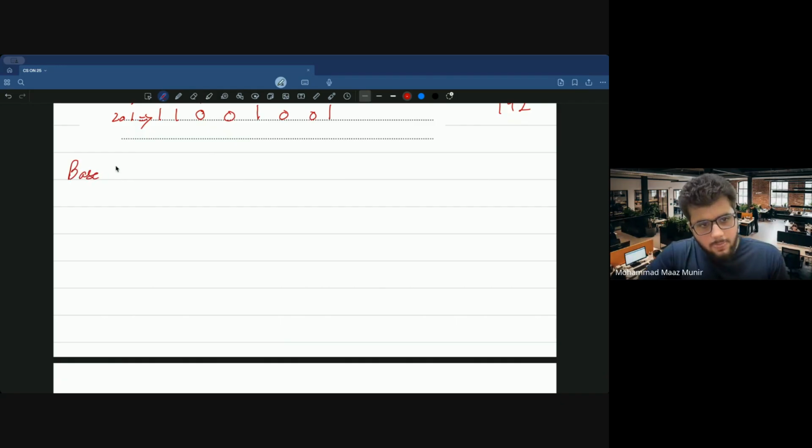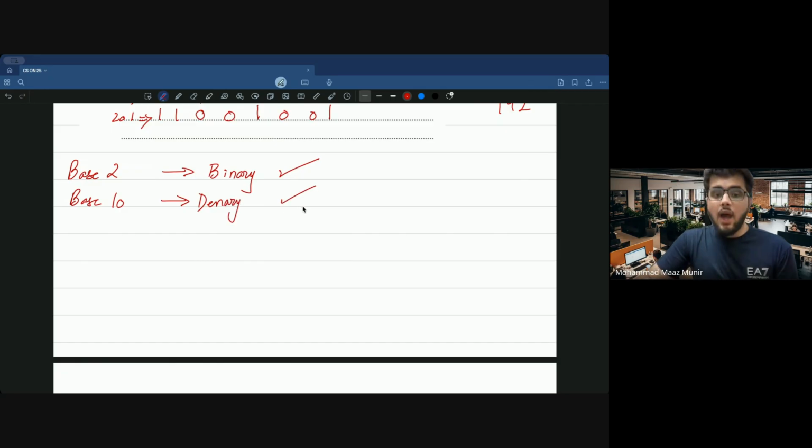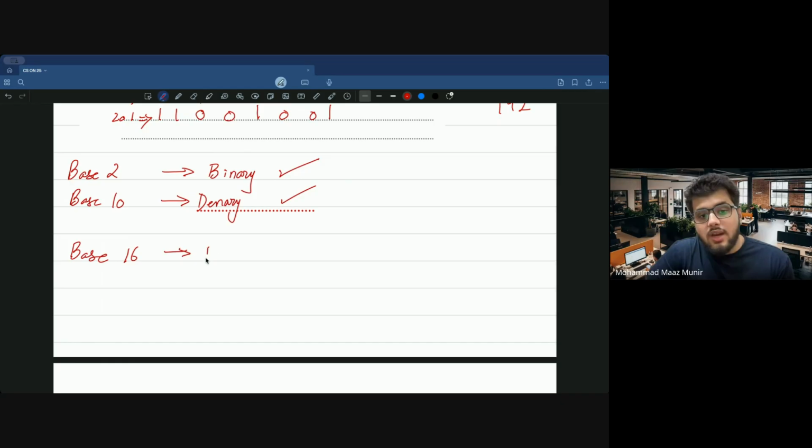We did base 2, which is basically binary. It's really easy. I'm telling you, inshallah, the whole chapter is easy. The whole syllabus is easy. So we are done with binary. Tick. We are done with denary, base 10. Now, we have a third number system in our computers, which is base 16. And that is known as hexadecimal.